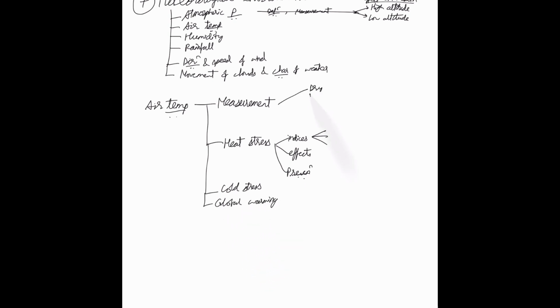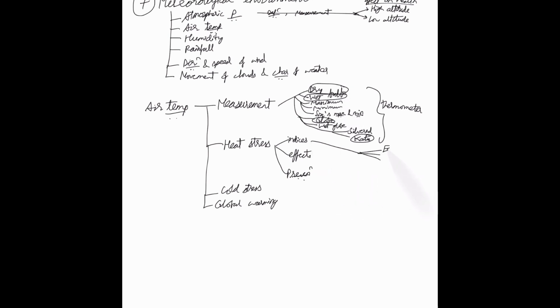Air temperature is measured using the following devices. They're all thermometers basically: dry bulb, wet bulb, maximum thermometer, minimum thermometer, Six's max and min, globe thermometer, wet globe thermometer, silvered thermometer, and Carter thermometer. Of these, dry bulb, wet bulb, globe, and Carter are important. They can be asked in spotters sometimes.